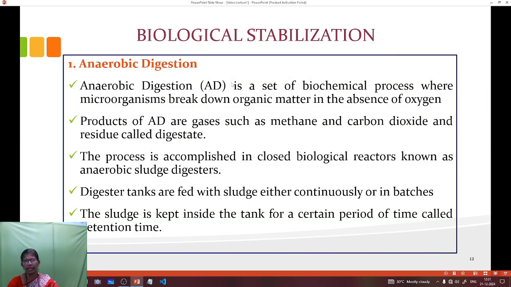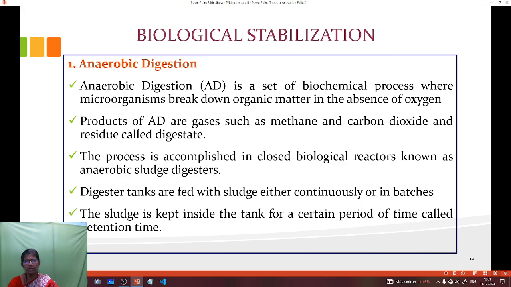The next type is biological stabilization. In that, anaerobic digestion is the first type. Anaerobic digestion is a set of biochemical processes in which organic matter is broken down by microorganisms in the absence of oxygen. The products are methane and carbon dioxide, and the residue is called digestate.